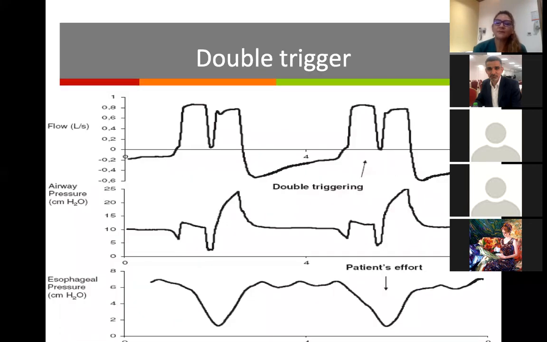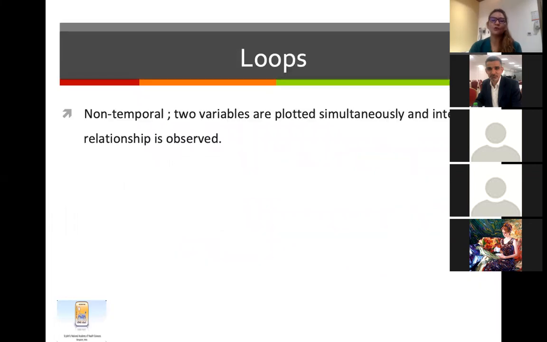The double trigger will happen if your baby is very strong, has a lot of inspiratory efforts, and has a longer inspiratory time than the time you have kept on the ventilator. Then it may happen that the baby is going to double trigger. So expiration is not going to finish, and then another inspiration is starting. This will be one indication that you have to adjust your inspiratory time for a longer time, depending on the baby's efforts. Then we'll come to loops.